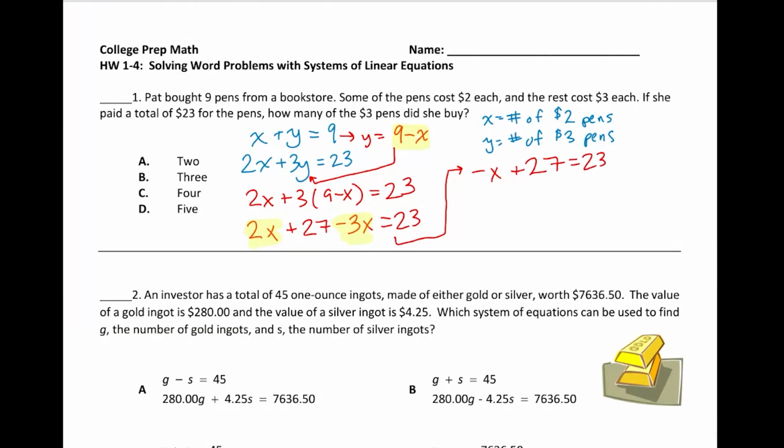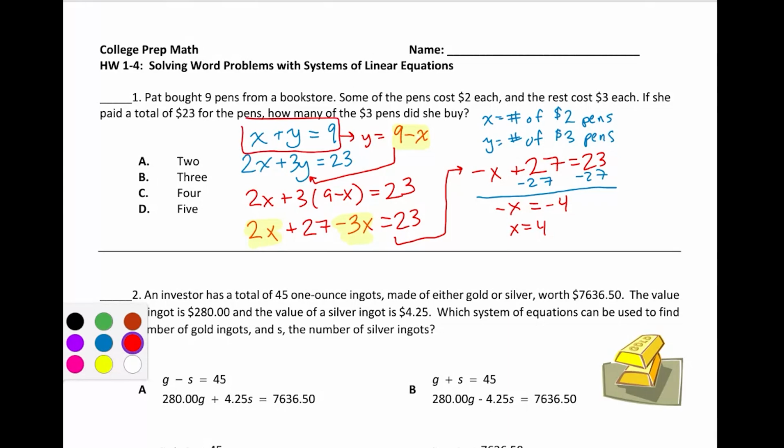Next, we will subtract 27 from both sides to give me negative x equals negative 4, and then finally divide both sides by negative 1 to get x equals 4. So there were 4. Remember, the X's were the $2 pens, but there was a total of 9 pens. So if 4 of them were the $2 pens, then 5 of them were the $3 pens.